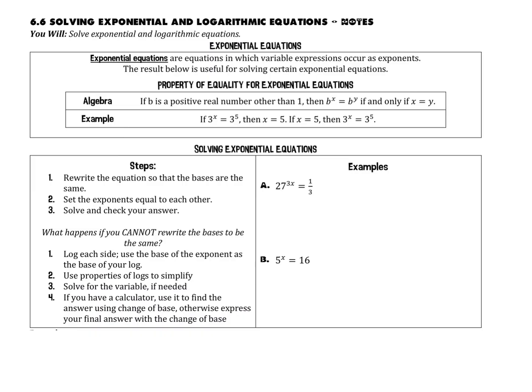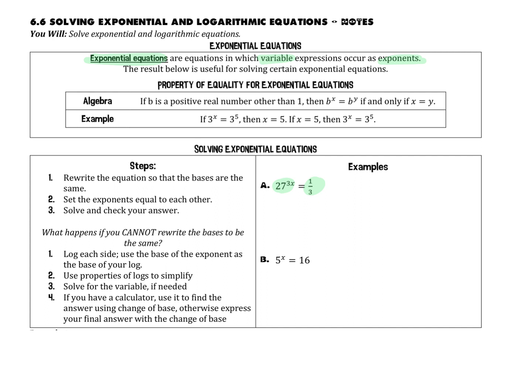So let's start with exponential equations. An exponential equation is an equation in which the variable occurs as an exponent. So we dealt with exponential functions. Now we're going to talk about what happens if it's actually an equation, meaning it's not equal to f of x. We're not talking about graphing it. We're saying what happens if some exponential expression is equal to something else.